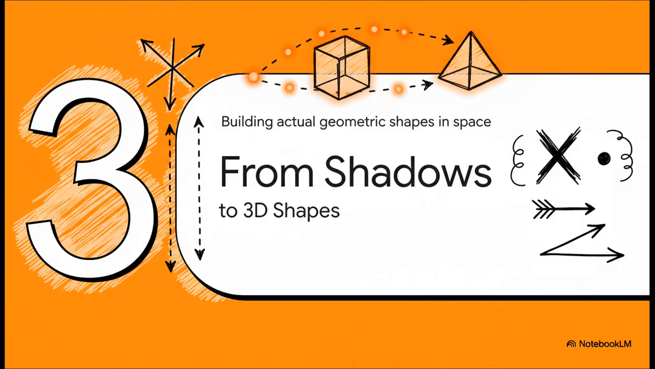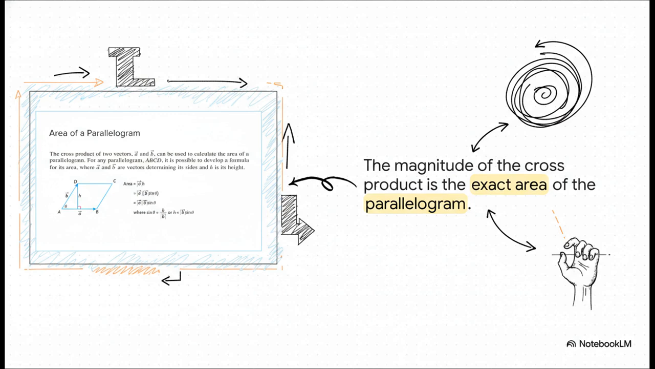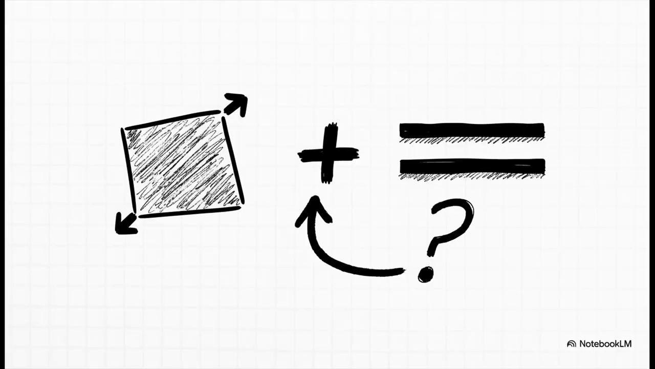All right, so we've got these cool kind of abstract tools for measuring alignment and finding new directions. But now let's see how they actually let us build and measure real geometric shapes out in space. Turns out the cross product has another cool secret. We know its direction comes from that right-hand rule, but what about its length, its magnitude? Well, that's not random at all. The length of that new vector is precisely the area of the parallelogram that's formed by your two original vectors. So it's not just finding a direction, it's actually measuring a 2D area in 3D space.